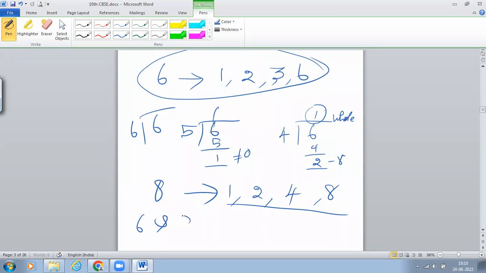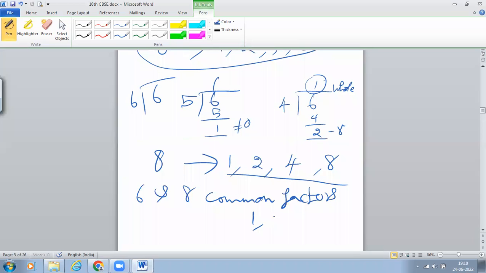For 6 and 8, what are the common factors? 1 and 2. So 1 and 2 are the common factors of 6 and 8.